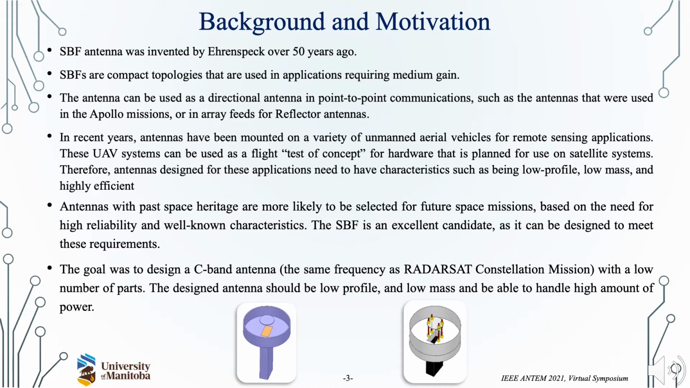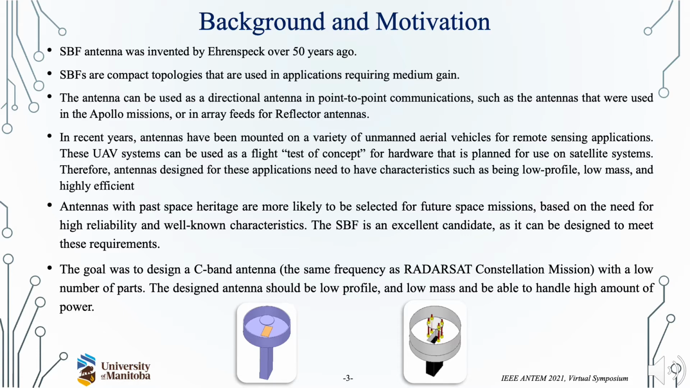Recently, antennas have started to be mounted on unmanned aerial vehicles, or in short UAVs, for remote sensing applications. They need to be low profile, low mass, and highly efficient. These UAV systems provide a way to test the hardware that is planned to be used on the satellite systems. And the short backfire antenna is an excellent choice due to its past space heritage and the fact that it can be designed to meet the requirements.